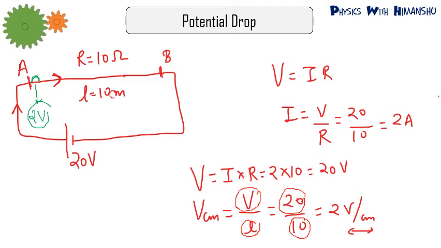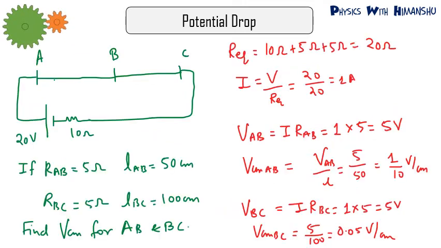Okay, we'll solve some more complex numericals such as this. In this circuit, there's a battery of 20 volt, a resistance of 10 ohm, and two wires, AB and BC. RAB is 5 ohm and the length of AB is given to be 50 centimeter. RBC is 5 ohm and the length of BC is 100 centimeter. You have to find out VCM for both AB and BC.